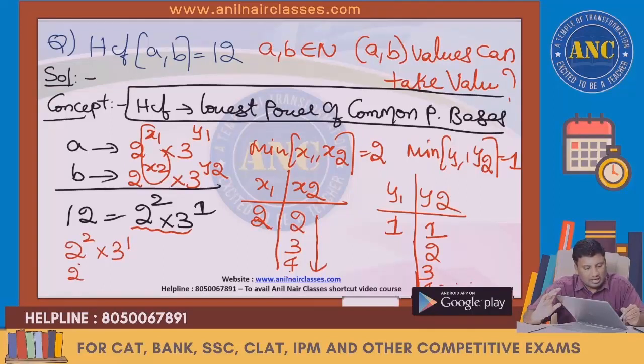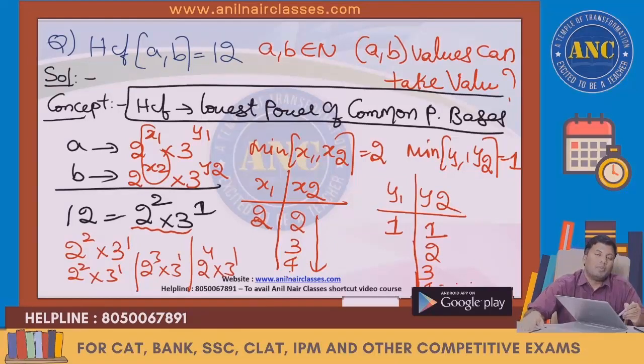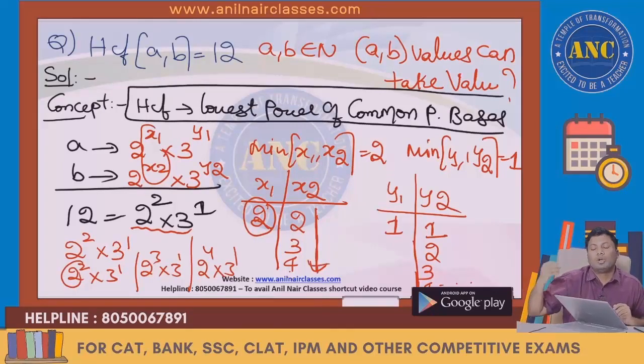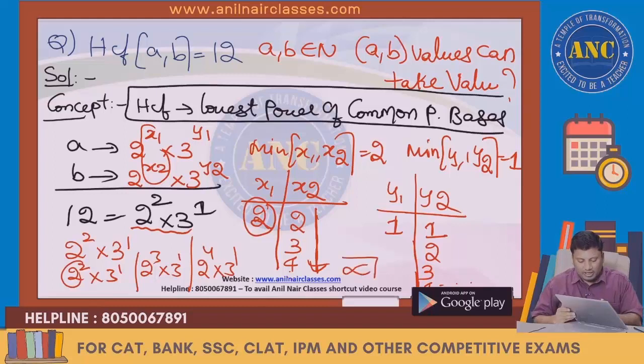If the next case is 2 square into 3 power 1, or 2 cube into 3 power 1, or 2 power 4 into 3 power 1, common between 2 square and 2 power 4 is 2 square, and 3 power 1 with 3 power 1 is 3 power 1. So minimum it has to be 2. Minimum x is greater than or equivalent to 2: 2, 3, 4, and so on. I hope you are all there with me. So there could be an infinite number of cases that are possible.